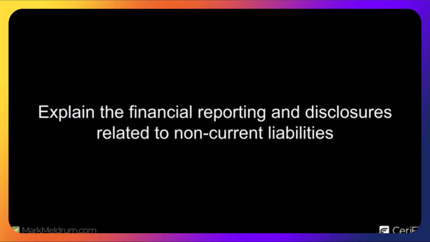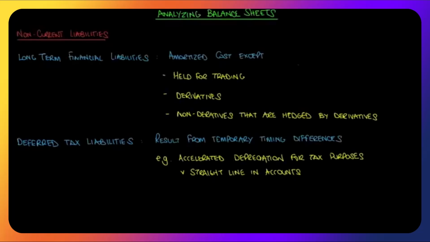Next up, explain the financial reporting and disclosures related to non-current liabilities. This will take us no time at all. You've seen bond accounting in the pre-reads. We have another learning module coming up on liabilities, so it's a really high-level overview. Long-term financial liabilities on the balance sheet are at amortized cost. As I say, you've seen it in the pre-reads, how to account for bonds. There are exceptions. What are those exceptions? Well, look, held for trading securities. We have just seen this.